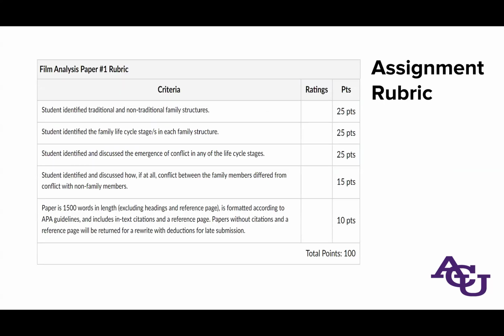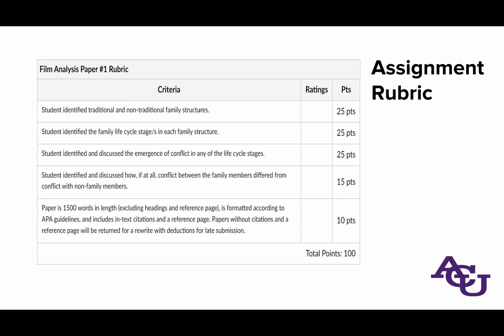All right, here we have the assignment rubric, and it's helpful to go over because often the assignment rubric will include content that is not on the assignment itself. So you see in these first 4 rows that you need to identify the traditional, non-traditional family structures in the movie. You'll need to identify the family life cycle stages in each family structure that you identify, okay? You'll need to identify and discuss the emergence of conflict in any of those life cycle stages.